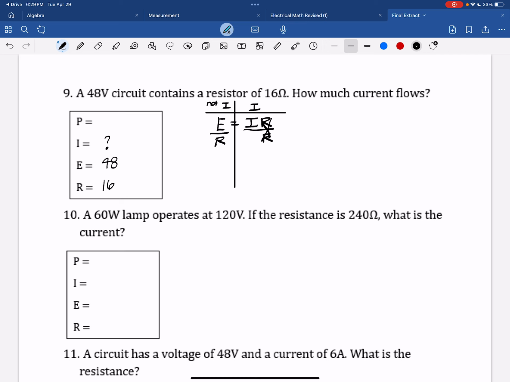Cancel. So I equals E over R, and I equals 3 amps.